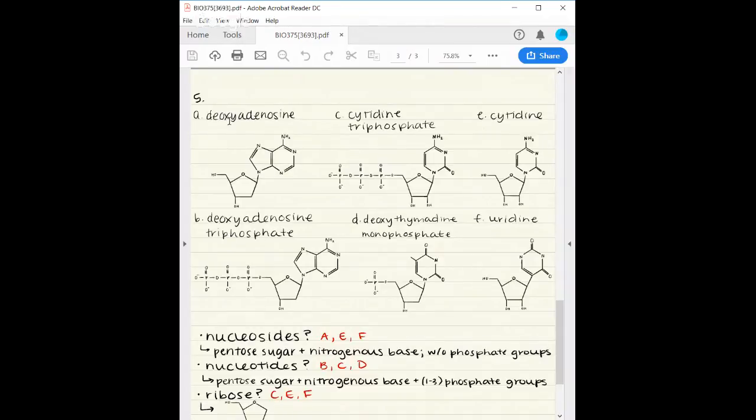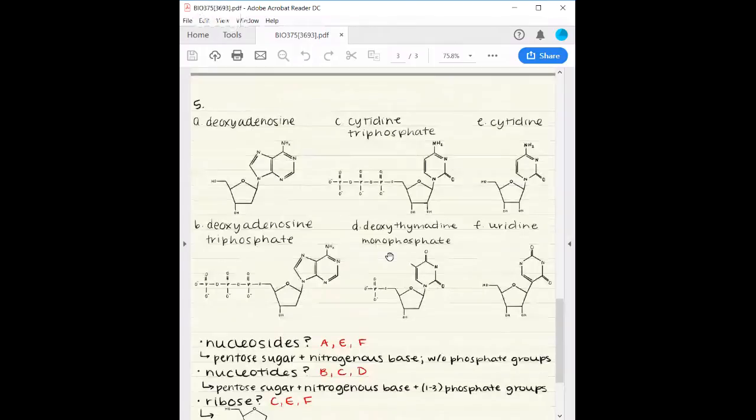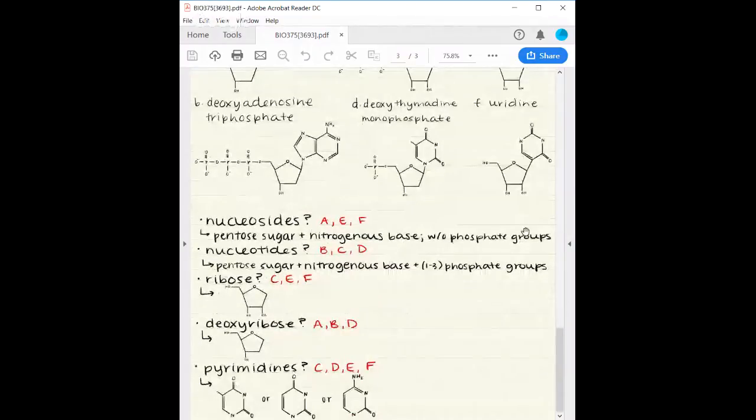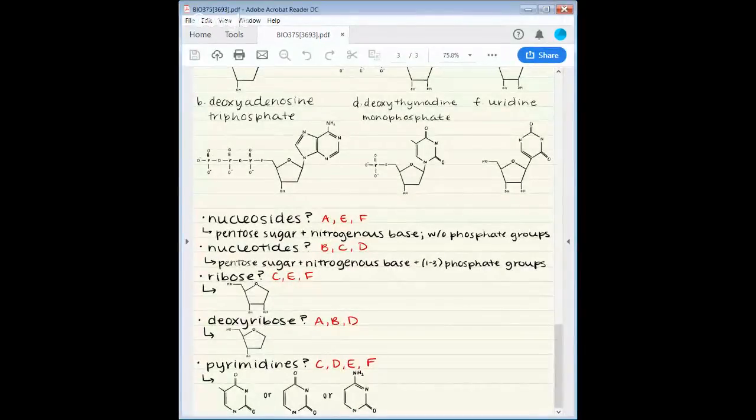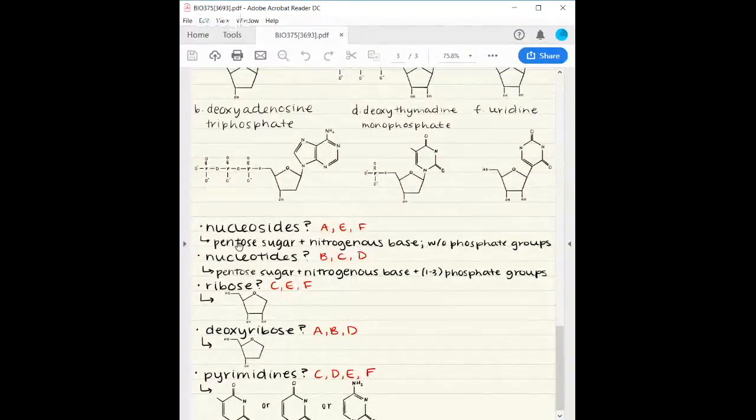So what I did was I went through and named each of the structures, so I could base it more off of the name than the structure, and so I could double check with the names more likely. And so first, it asks us to identify which of the molecules are nucleosides. So which one of these contain just the pentose sugar and nitrogenous base without any phosphate groups?